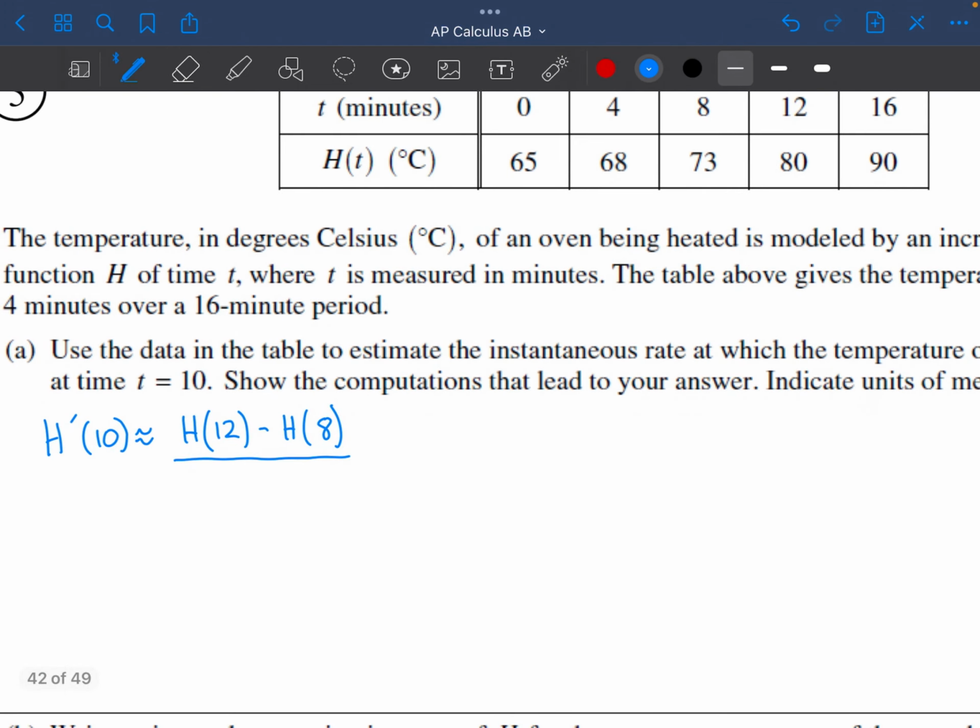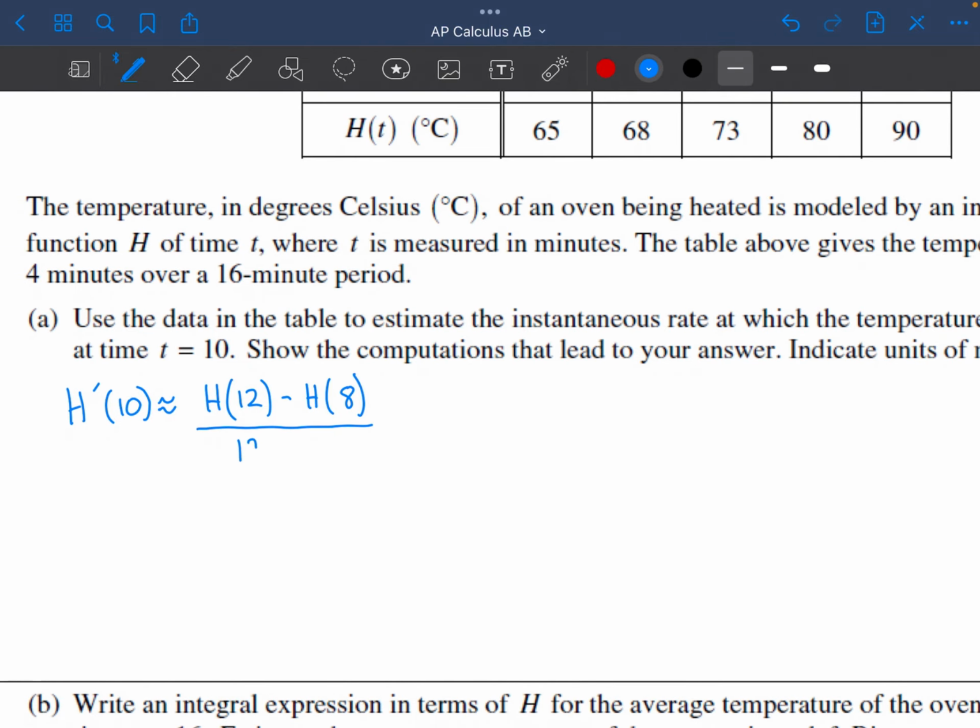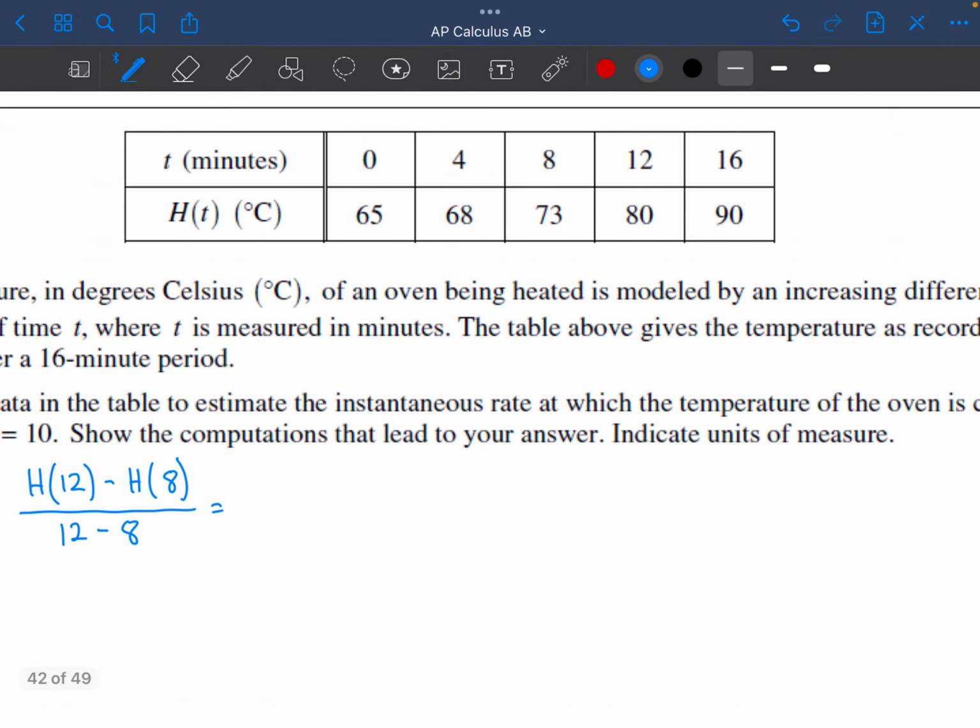But I want to show in the answer key and in the video where I'm getting these numbers from. And that's all going to be divided by 12 minus 8. All right, well, what is h of 12? H of 12 is that table value. H of 12 goes to 80, so I'm going to plug in 80 for this h of 12.